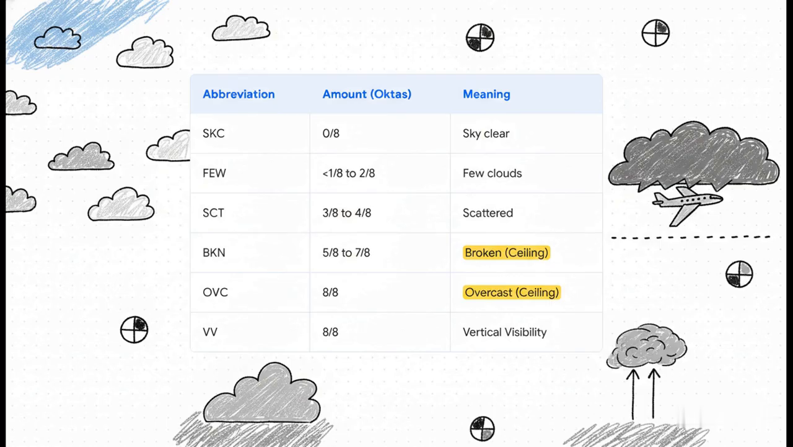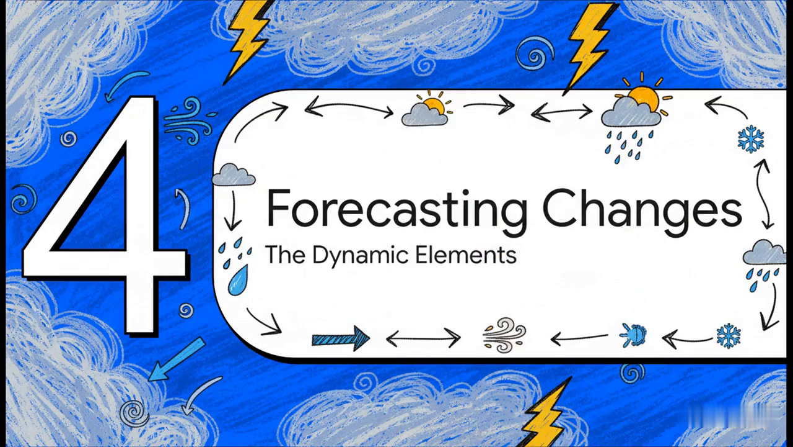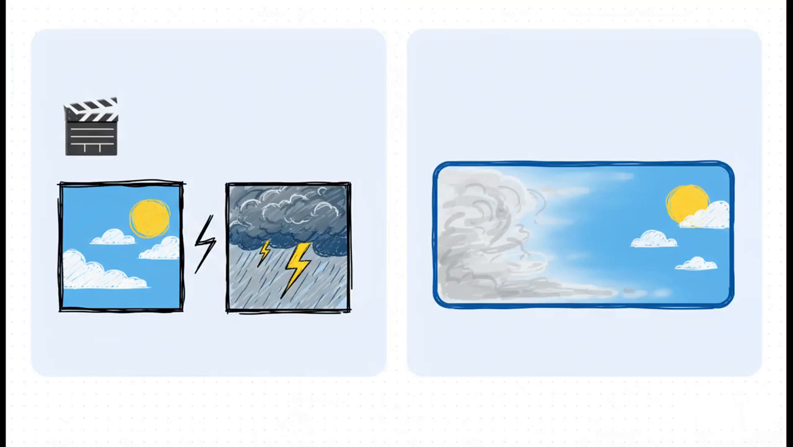That's a definite instrument flying day. Okay, but weather rarely just sits still, right? It's always changing. And that's where the dynamic elements come in. The change groups are how forecasters tell us the story of how the weather is going to evolve. And I love this slide because it illustrates the 2 types of permanent change perfectly.